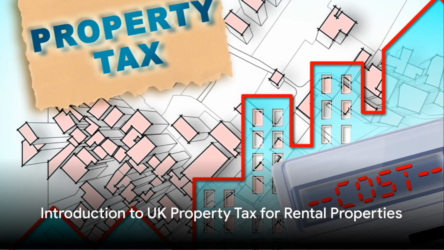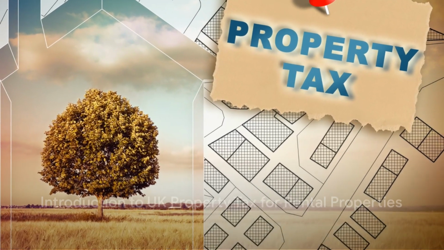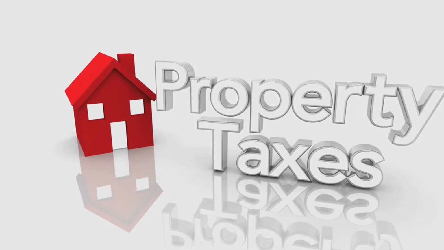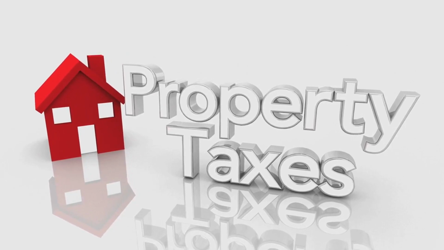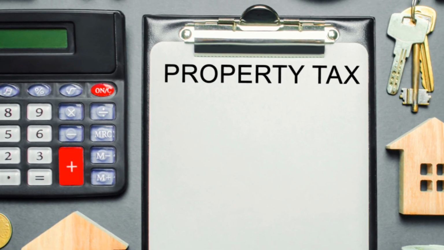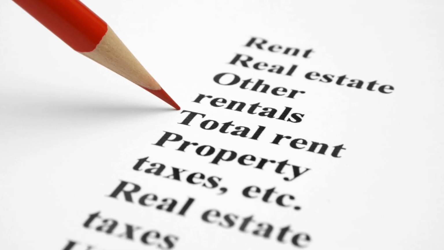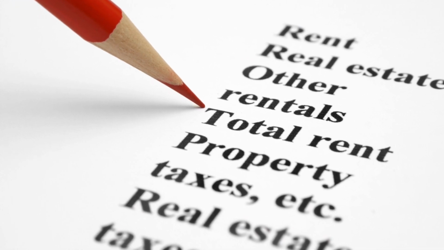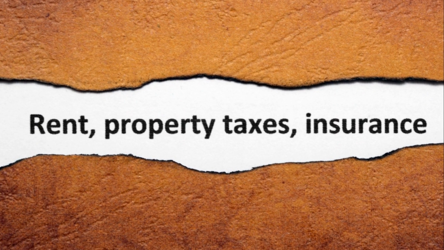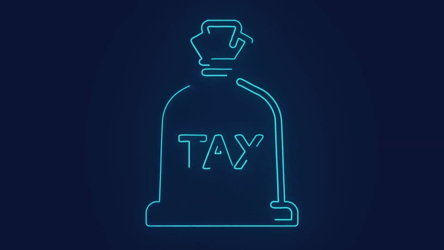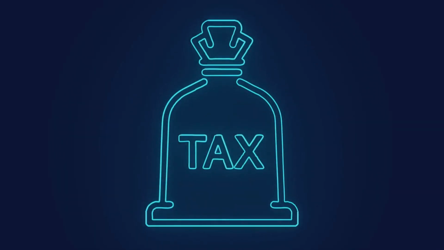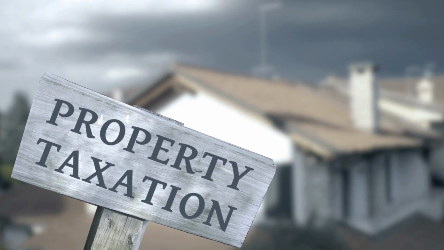In the UK, landlords must navigate a complex landscape of taxation on rental income. Understanding these tax obligations is crucial for legal compliance and financial planning. This video delves into the intricacies of property tax, specifically for rental properties in the UK. We will explore various components such as taxable income, allowable deductions, calculation methods, the impact of property allowance and allowable expenses, national insurance implications, and legal compliance.